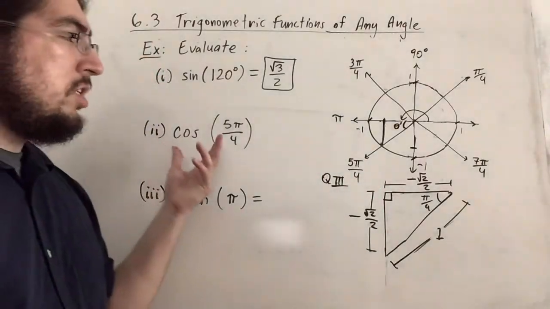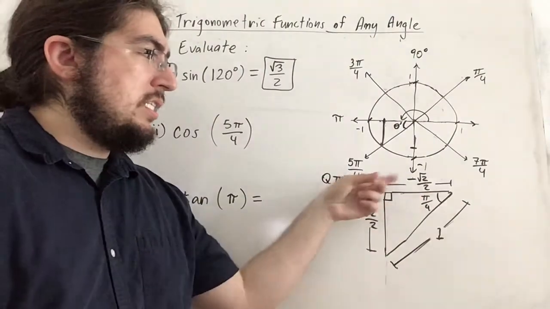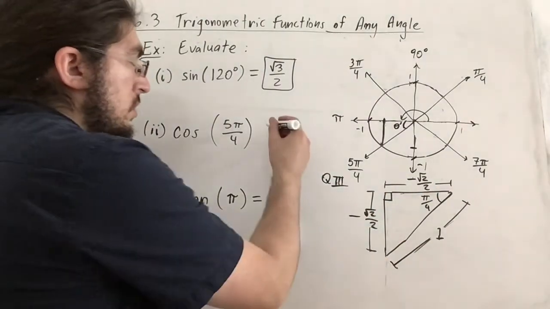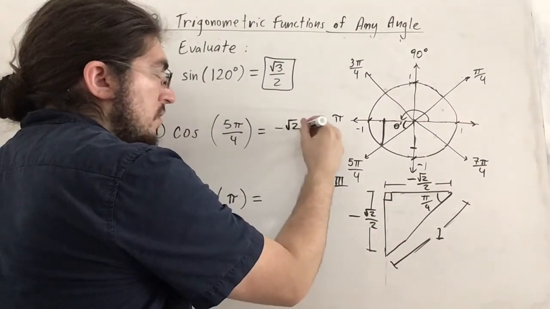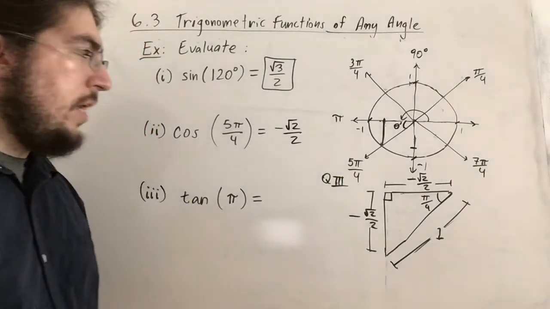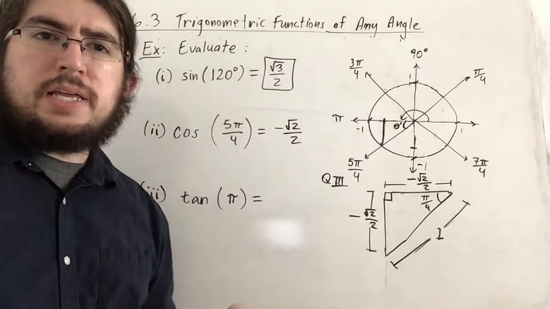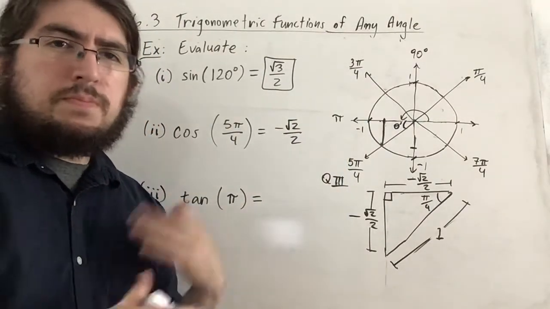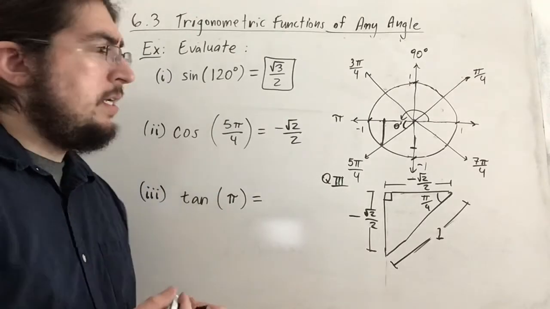So now for cosine, well, cosine is this side over the hypotenuse. So it's going to be negative radical 2 over 2. Okay, so that kind of helps, I think. But again, we'll try to get better at this idea.